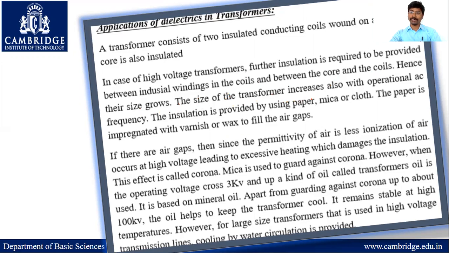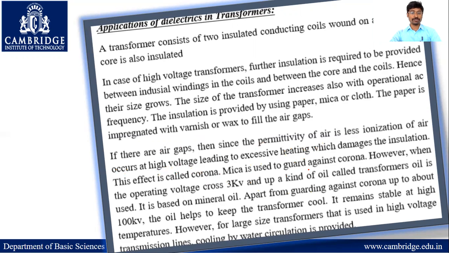The size of the transformer also increases with the operational AC frequency. The size depends upon the frequency at which we operate. Insulation is provided by using paper, mica or cloth. The paper is impregnated with varnish or wax to fill the air gaps. If there are air gaps, since the permittivity of air is low, ionization of air occurs at high voltage, leading to excessive heating, which damages the insulation. This effect is called corona.